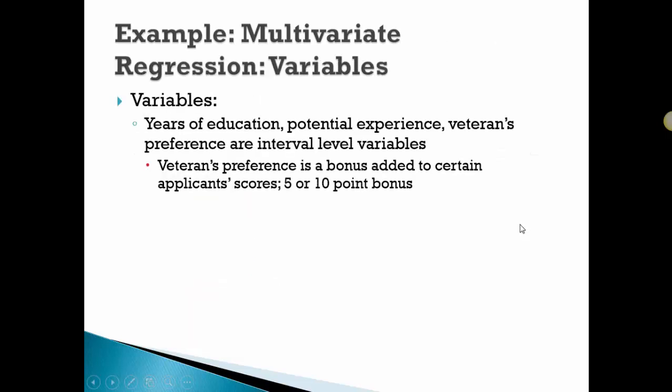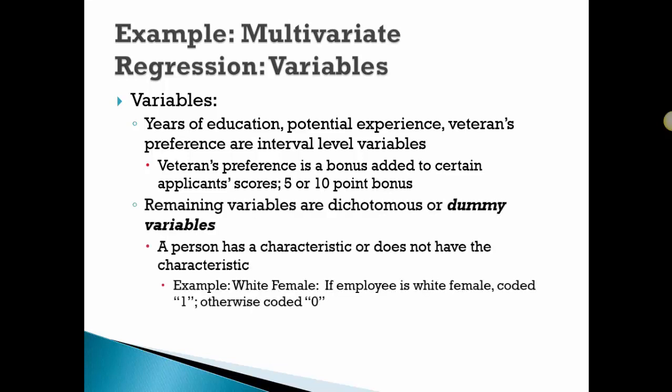It included things like years of education, potential experience, veterans preference, and the veterans preference was a bonus that was added to the scores, 5 or 10 bonus points. The remaining variables are what we call dichotomous or dummy variables. A person who has a characteristic or does not have the characteristic. So for instance, on the variable white female, if the person is a white female, they were coded 1, otherwise they were coded 0.